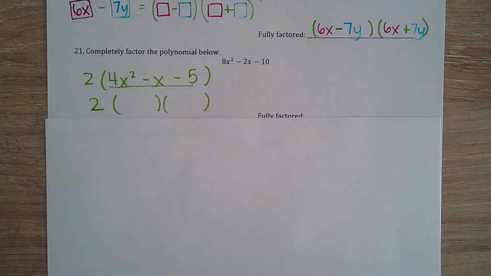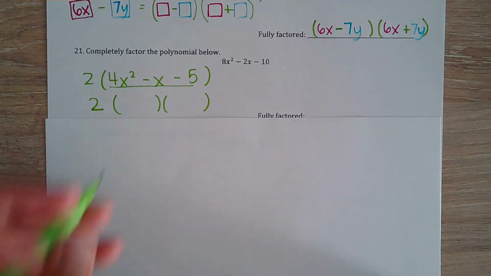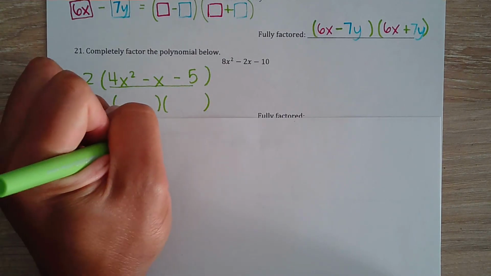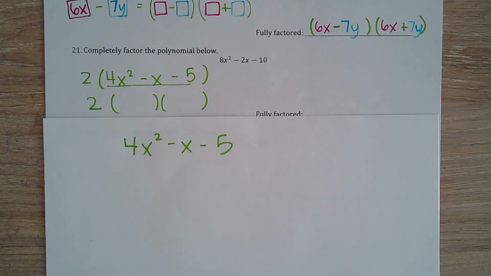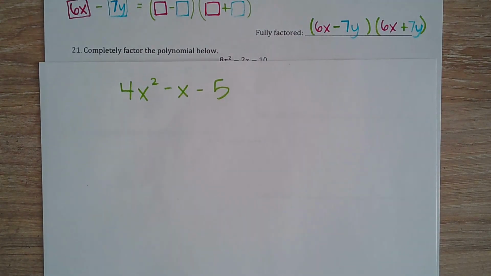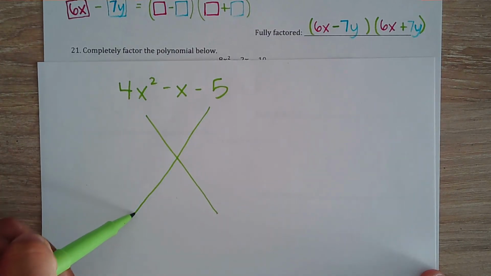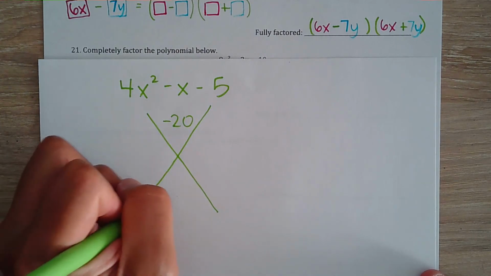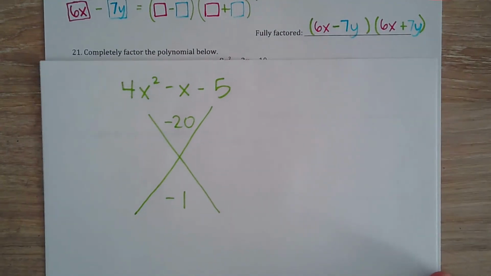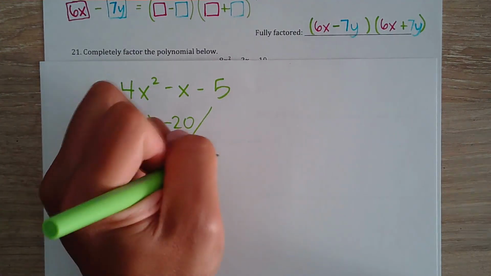All right, so right now, let's ignore the 2 for now. We are just trying to work with the 4x squared minus x minus 5. So let's just rewrite that, 4x squared minus x minus 5. And as I said, we want to get it into factored form. Since we're ignoring that 2 for now, we only care about this. How do we factor this? Well, we use that split the middle term or that x method. Up top is negative 20. Down here is negative 1. Two numbers that multiply to negative 20 and add up to negative 1 are negative 5 and positive 4.